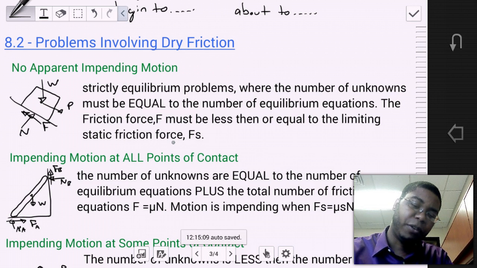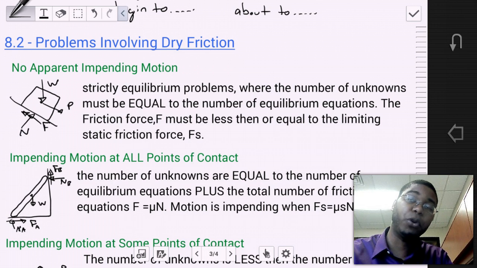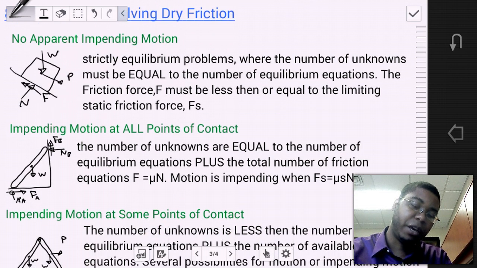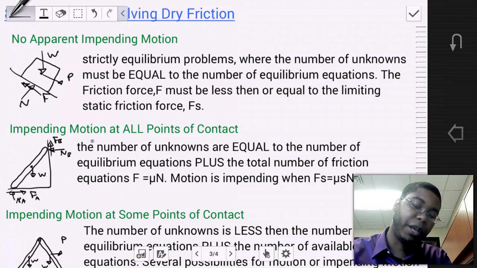But if we're unable to find an equilibrium state, then that means we're in motion. And this is a problem that we would need to use a different approach to solve. Now let's move into the case of impending motion, in particular, impending motion at all points of contact.